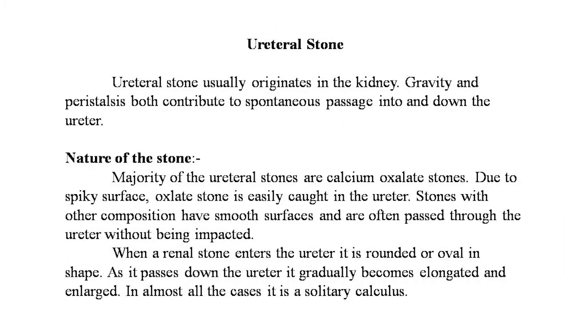Ureteral stone usually originates in the kidney. Gravity and peristalsis both contribute to spontaneous passage into the ureter and down the ureter. Nature of the stone: the majority of ureteral stones are calcium oxalate stones. Due to the spiky surface, an oxalate stone is easily caught in the ureter. Stones with other compositions have smooth surfaces and often pass through the ureter without being impacted. When a renal stone enters the ureter, it is rounded or oval in shape. As it passes down the ureter, it gradually becomes elongated and enlarged. In almost all cases, it is a solitary calculus.